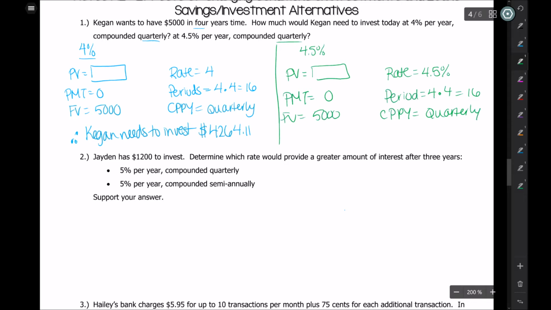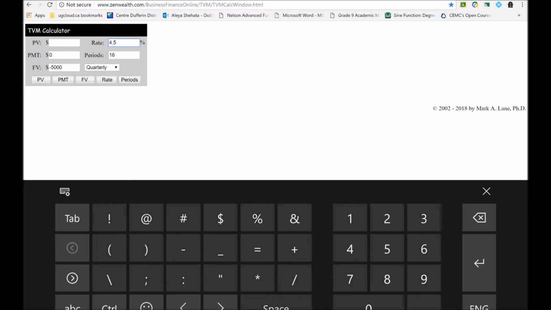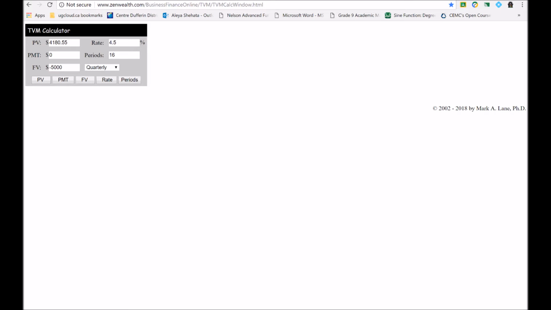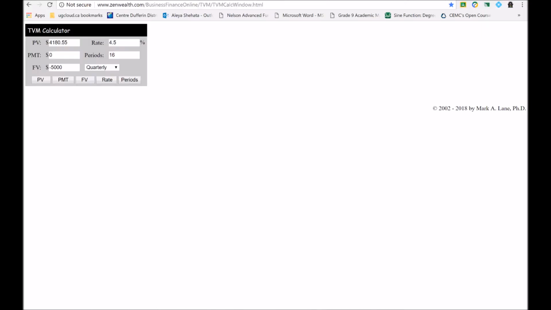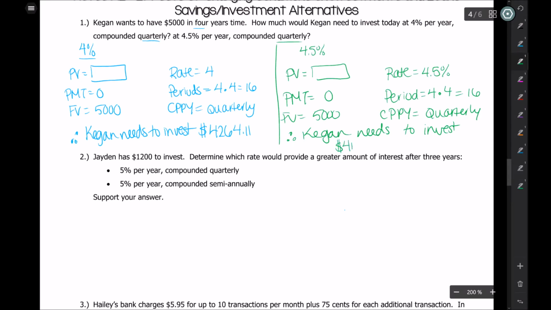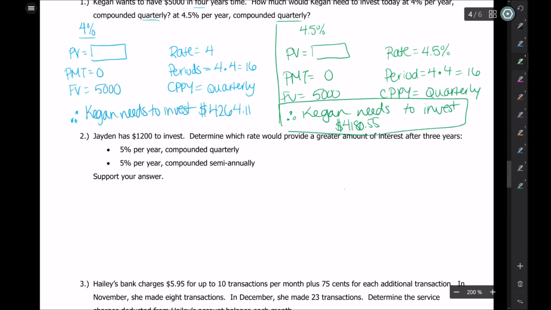So let's fill in that information. Really, the only thing changing is our rate, so we can change it to 4.5% and calculate our present value, and it's $4,180.50. So we can say, therefore, Keegan needs to invest $4,180.55. All right, so that's question number 1, and those are our 2 answers for it.